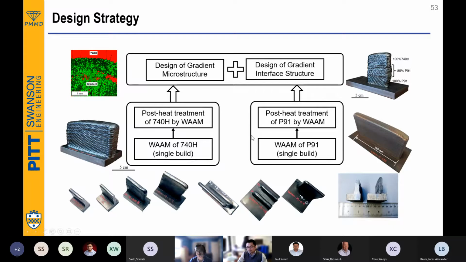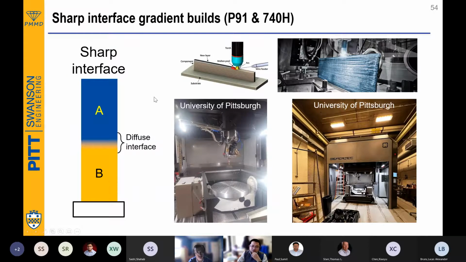This basic idea I wouldn't be able to cover fully, but we first evaluate the single prints of 740H and P91, and then we go with the design of the gradient between the 740H and P91. For example, like this one, the building part. And then maybe you have some other choices with different mixtures of the alloys, and we have this sharp interface gradient builds, right? So P91 and 740H. We're using the Jeffrey-Tech machine to print. We have a Jeffrey-Tech just installed in Pittsburgh. It's kind of a monster printer, a very large component.